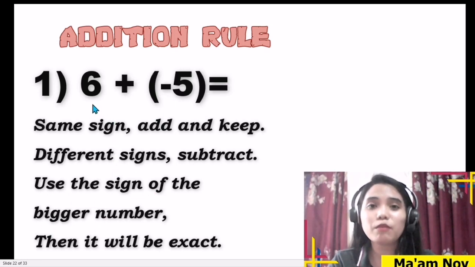Ano ba ang sign ng bigger number? First, ano ba ang bigger number? 6 or 5? That's right, 6. So, ano ba ang sign ni 6? Positive. So, ano nga ang sagot kanina? 6 minus 5? 1, hindi ba? And then we will use the sign ng 6 which is positive. So, ang sagot is positive 1.